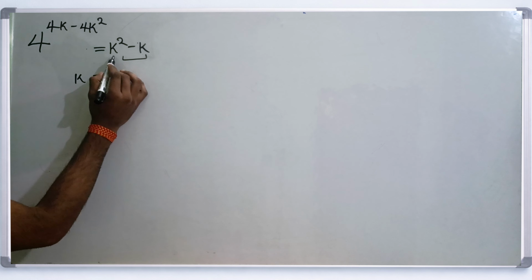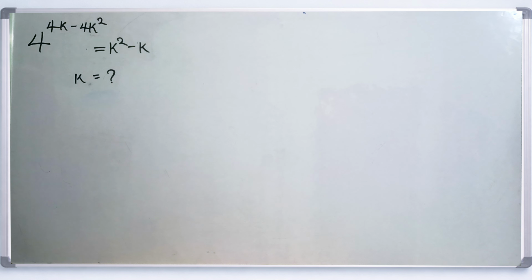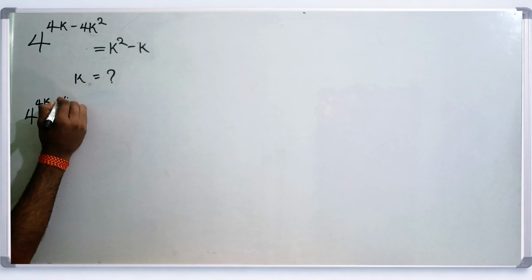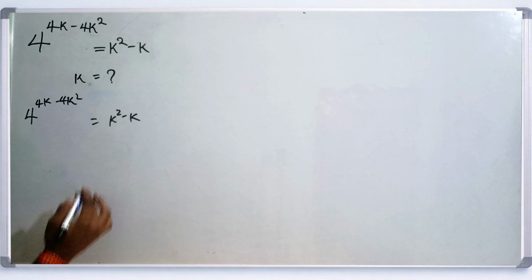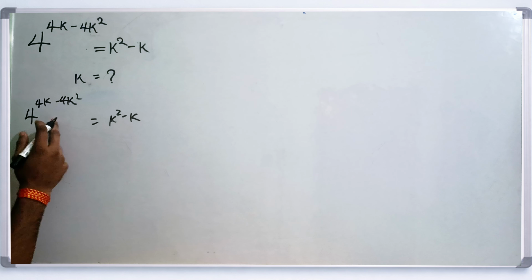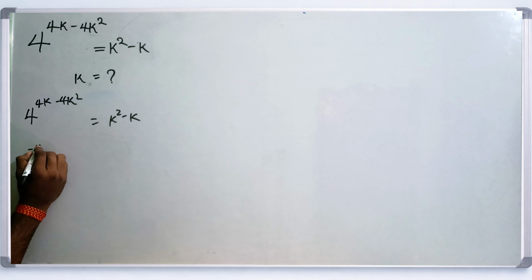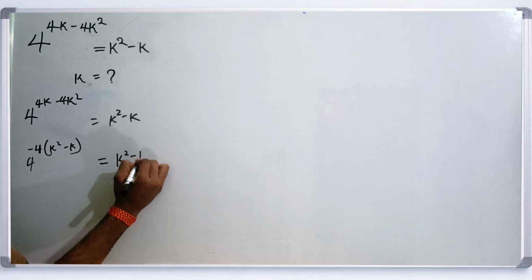Here you will see some similarities, which is k square minus k square and again k. So on the left side we have 4 raised to the power 4k minus 4k square, and on the right side k square minus k. Now we are going to arrange this in the similar form of the RHS, so that we can assume this value as something simpler, a simple letter of the alphabet. On the left side, when we take minus 4 as common, we get k square minus k, and on the right side k square minus k.